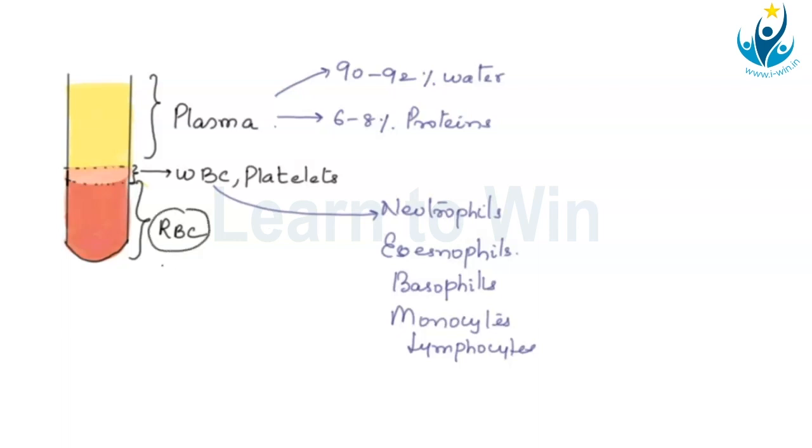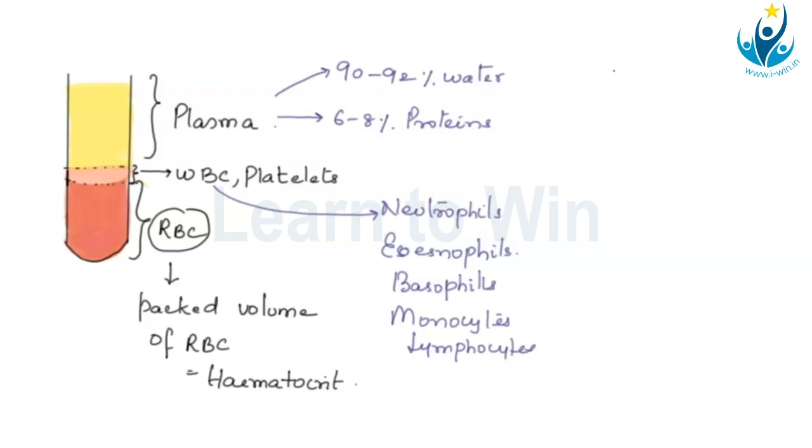So this packed volume of RBC is given a name. The name that is given to it is hematocrit. What is it called? It is called hematocrit. Hematocrit is nothing but the total amount of RBC divided by the total volume of the blood.